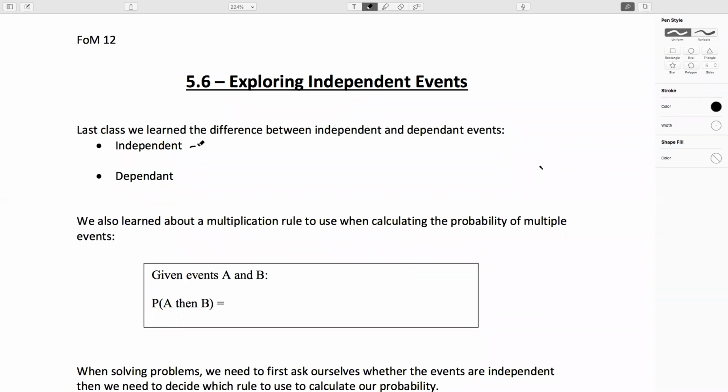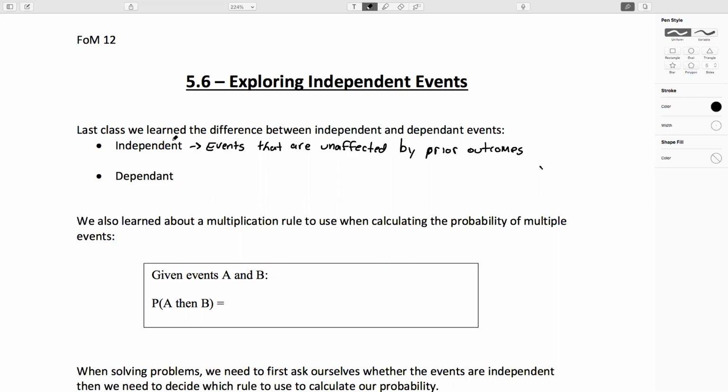So I'm going to say that independent events are events that are unaffected by prior outcomes. So for example, you're picking a marble out of a bag, you look at the marble, you put the marble back in the bag. The next time you go to pull one, its probabilities are the same as the first time.